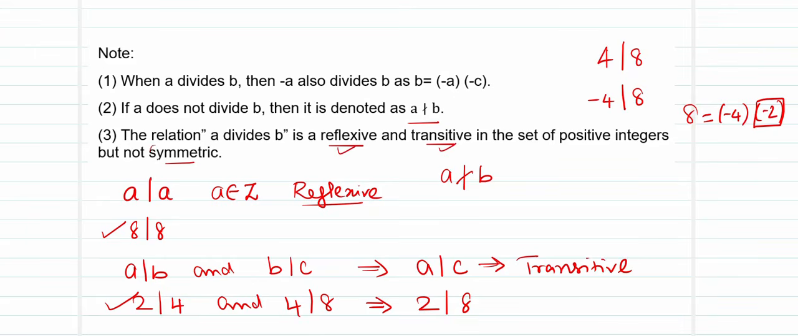But what about symmetry? Symmetry is not true, which means that whenever I say a divides b, that does not imply that b will divide a.